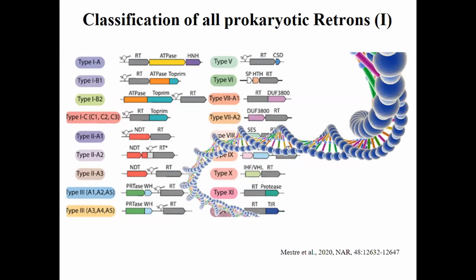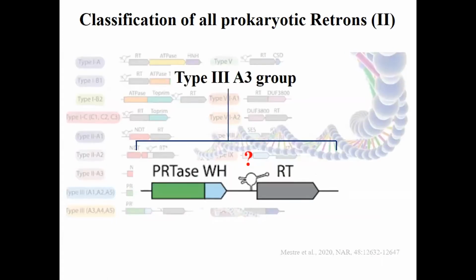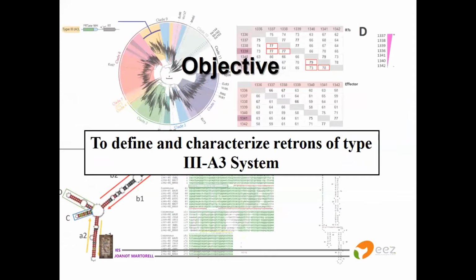One of these novel groups is the type 3A3, which is defined by the presence of an effector gene containing a phosphoribosyltransferase domain joined to a winged helix DNA binding domain. In fact, although a predicted RNA structure is suspected, no experimentally validated retron in this group has been described so far. And that is the reason why it is the object of our study, which consists of defining and characterizing bioinformatically retrons belonging to the type 3A3 system.